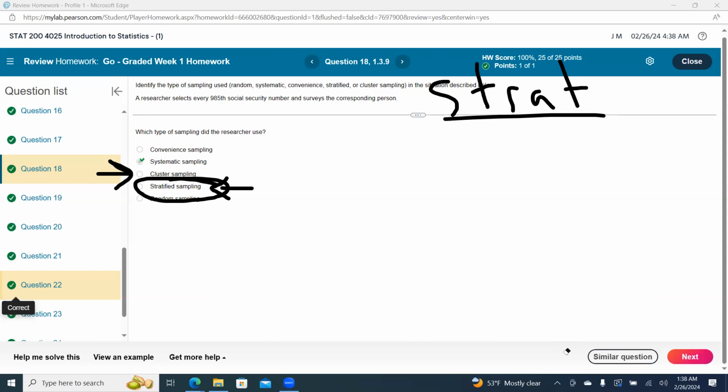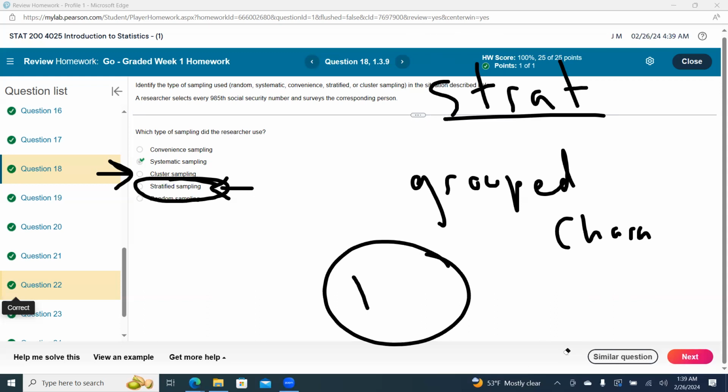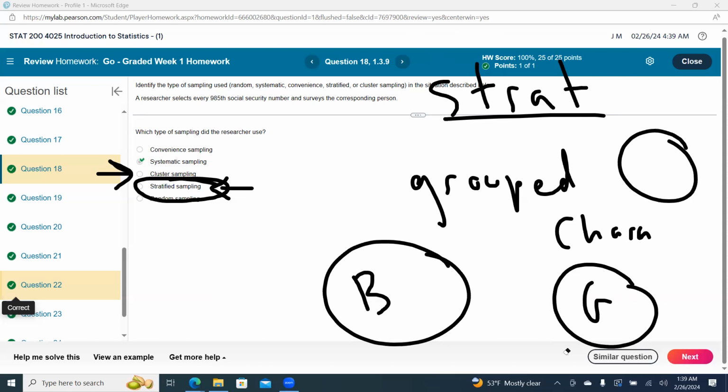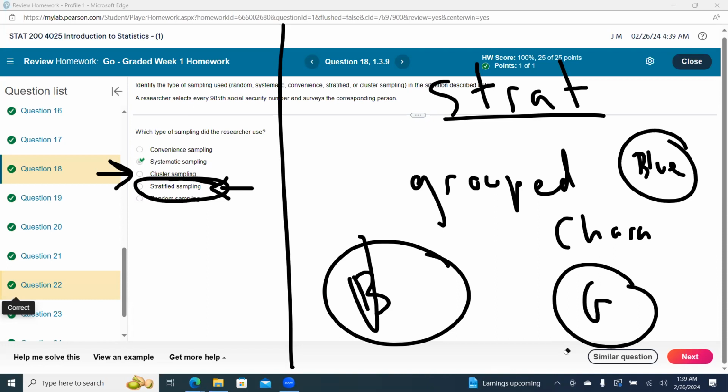It is true that stratified sampling is grouped by characteristic. Everybody in this group literally has brown eyes. Everybody in this group has green eyes. Everybody in this group has blue eyes. Stratified random sampling is basically always grouped by characteristic. Sometimes the characteristics are very distinct, sometimes a little more vague.